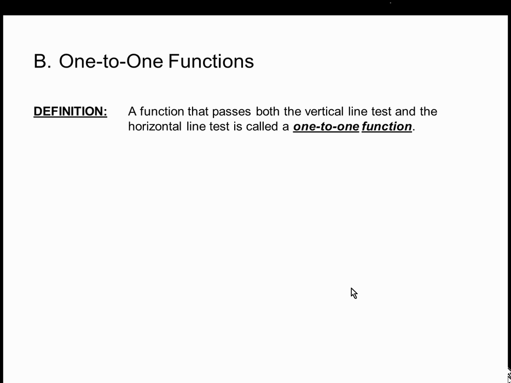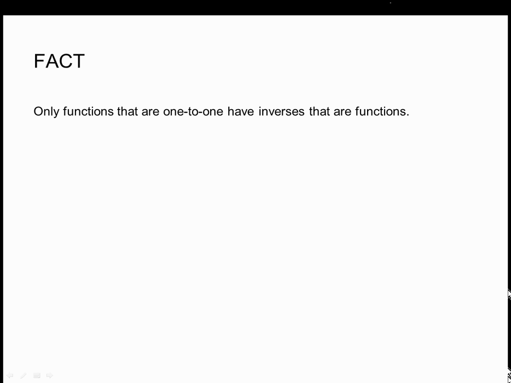Definition. A function that passes both the vertical line test and the horizontal line test is called a one-to-one function. This is the way to look at it graphically. If you can pass both the vertical line test and the horizontal line test, that's one-to-one. Some facts. Only functions that are one-to-one have inverses that are functions. Now, if you recall our examples, only the line was the example where it was a function and so was its inverse.